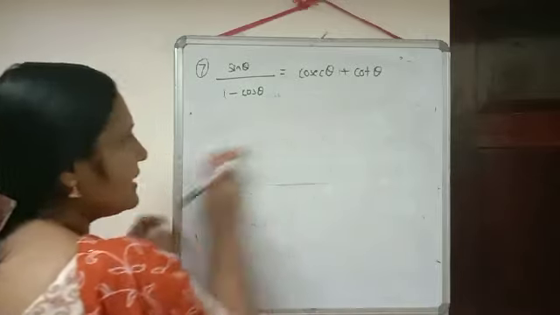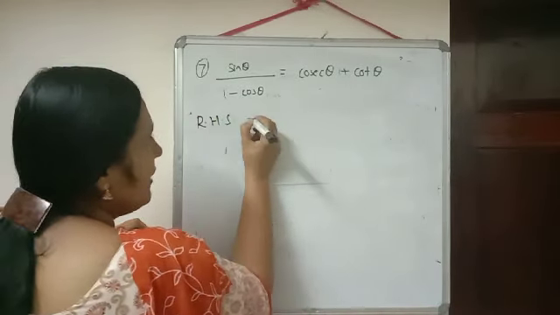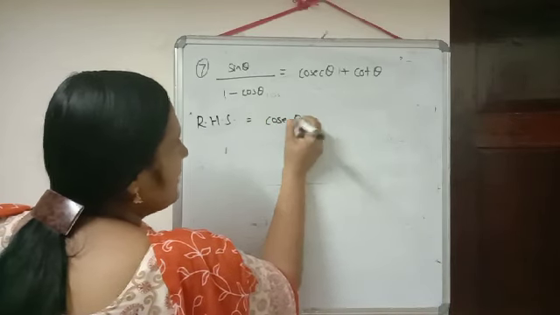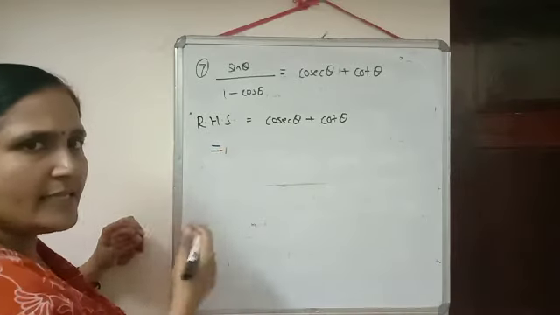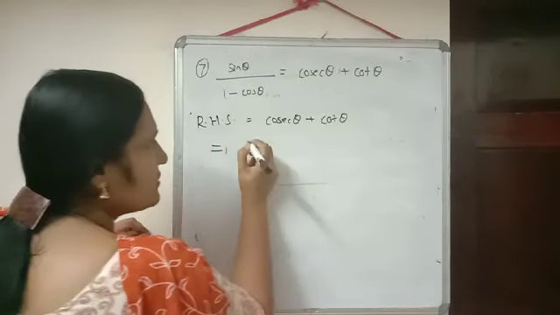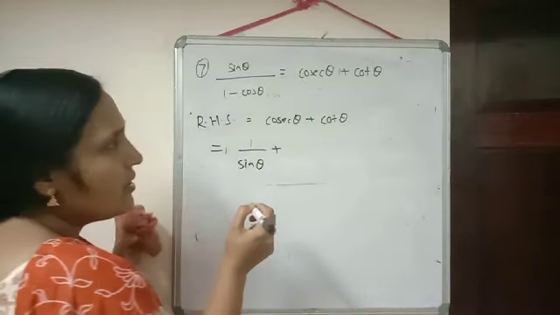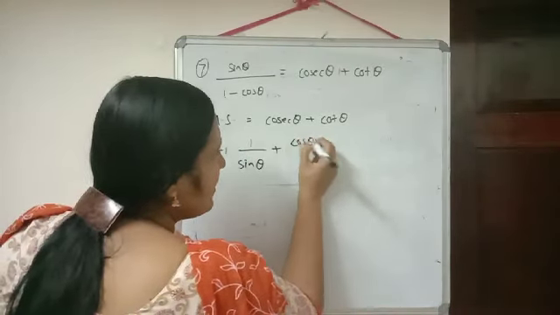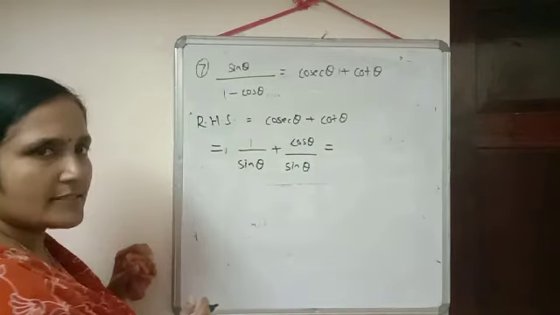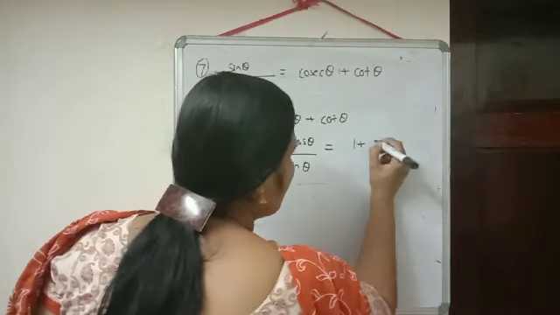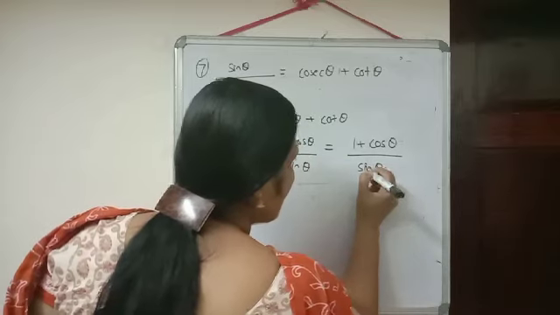So all of you just write down the right hand side. In the right hand side we have cosec theta plus cot theta. As I told you earlier, change it in terms of sin and cos. So cosec theta can be written as 1 by sin theta, plus cot theta can be written as cos theta by sin theta. Denominators are same, so directly we can add the numerators. So it will be equal to (1 plus cos theta) by sin theta.